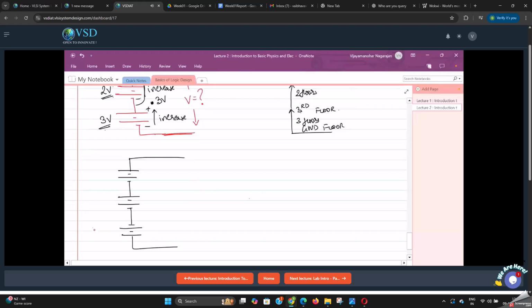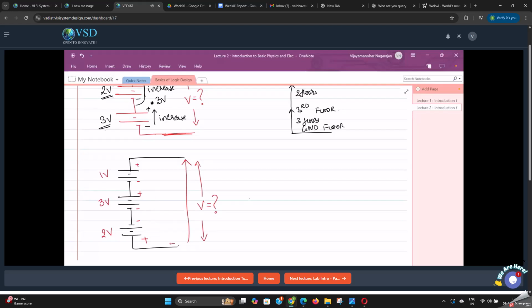Let me put some numbers here. This is 2 volt, this is 3 volt, this is 1 volt. I am asking what is the voltage here. First, mark the polarity of the batteries. So this is plus, this is minus, this is minus, this is plus, this is minus, this is plus. Now, you are starting from here and you have to go till here, correct? You have to go from here to here.